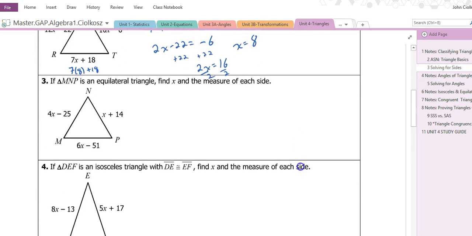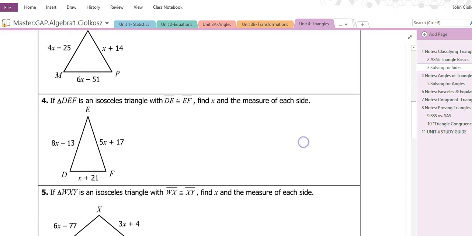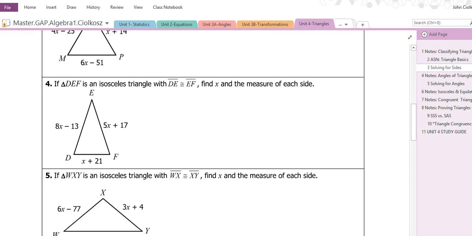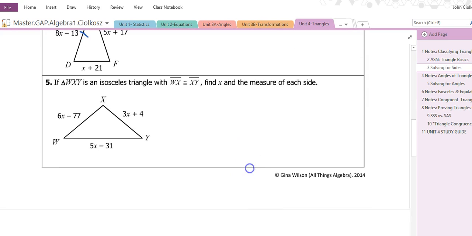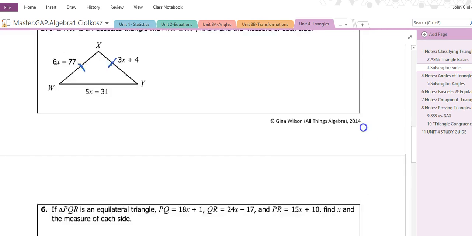This one's going to be very similar to number 2. Isosceles, that means that these two are the same. So then I would solve for those first and then plug in to find those side lengths. Isosceles again, these two are equal to each other.